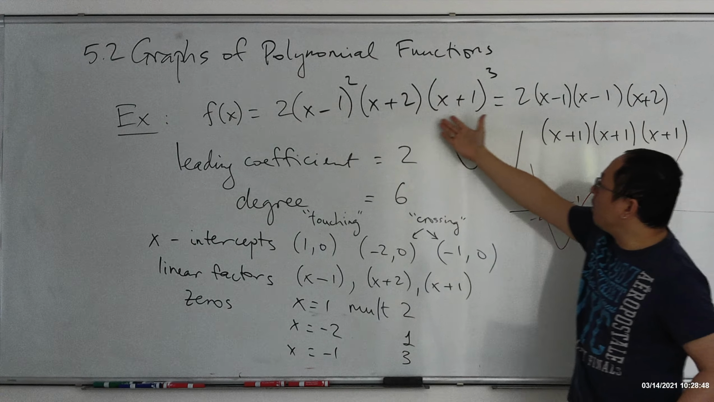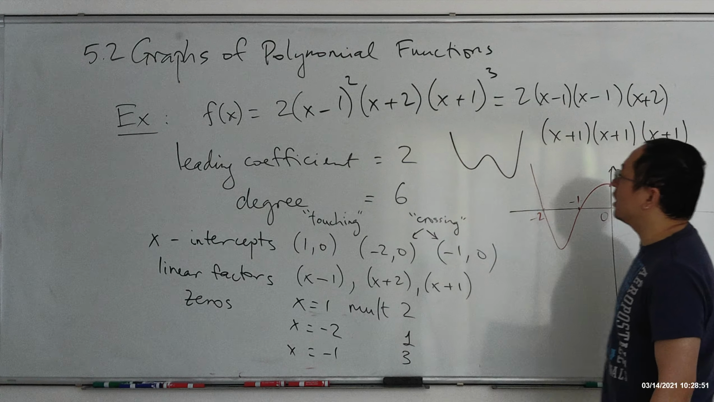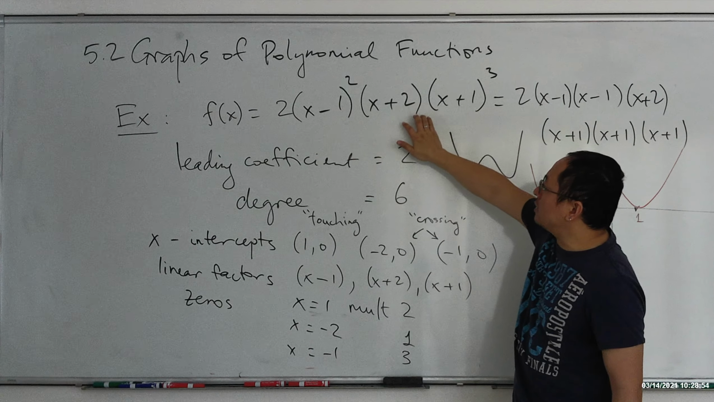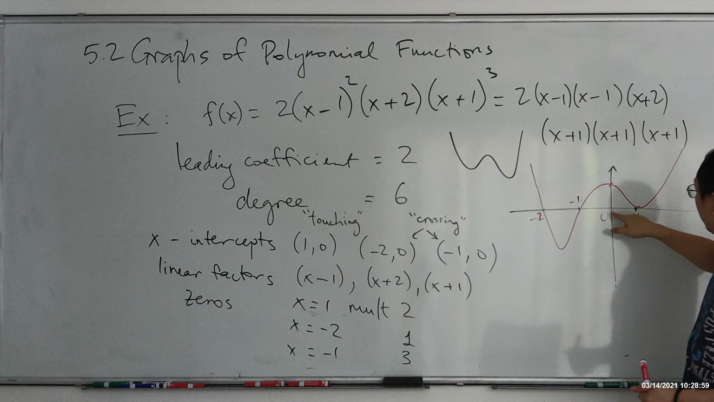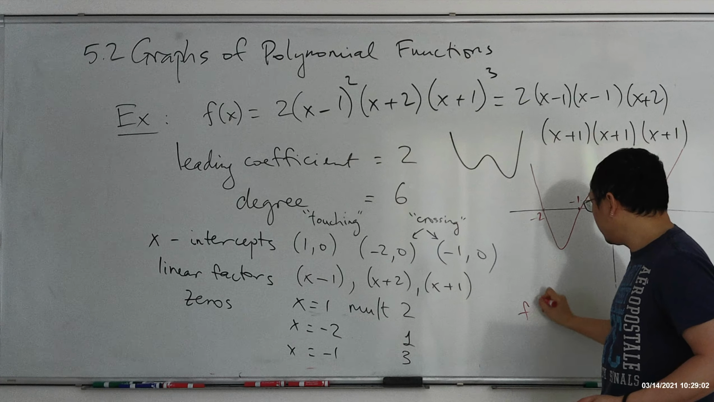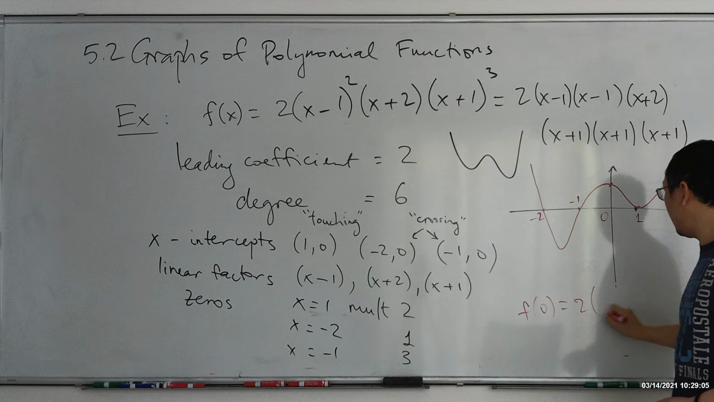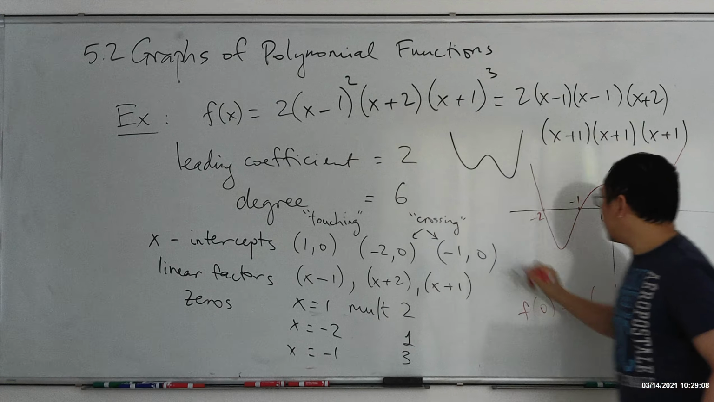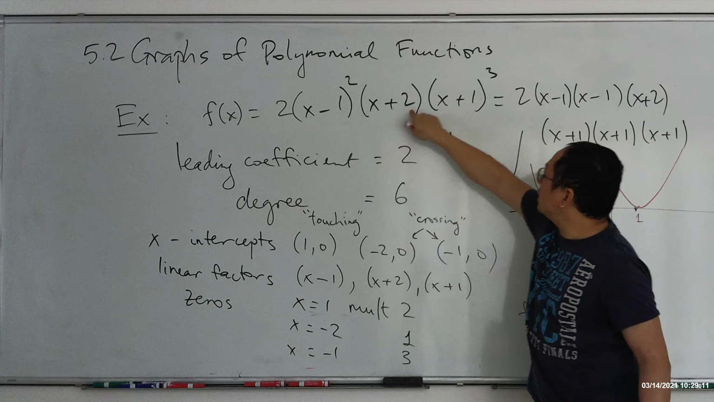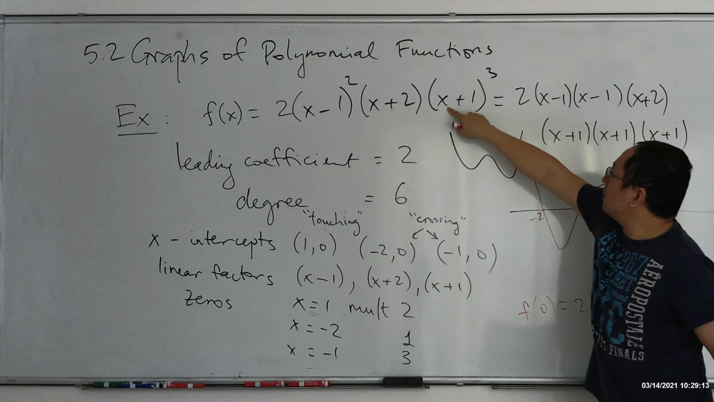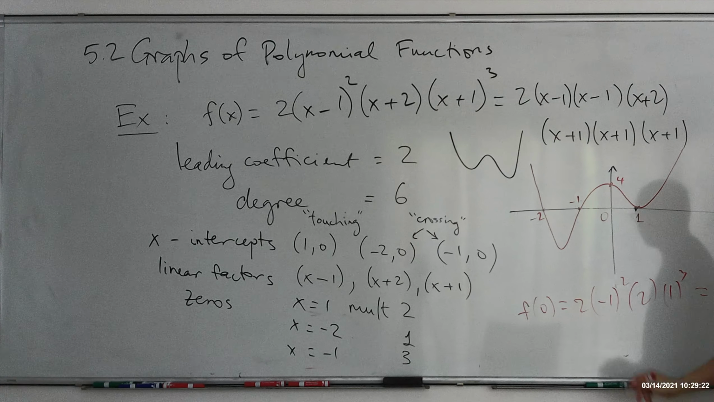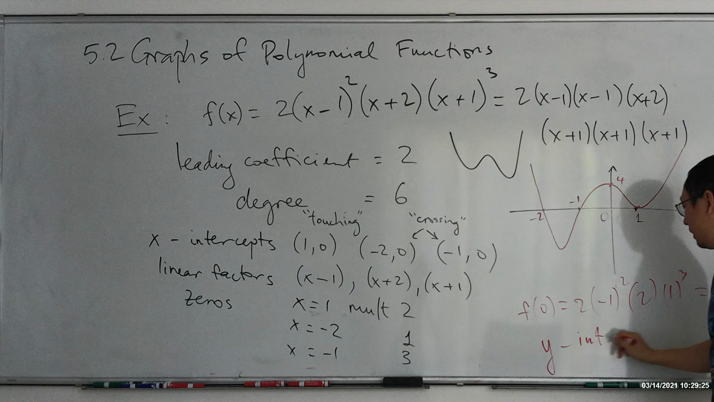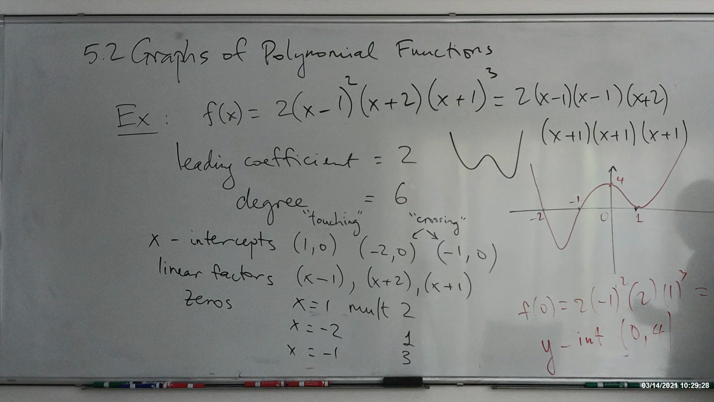Question, how do we find the y-intercept from here? Well, in the general case for any kind of function, whenever you want to find a y-intercept, all you have to do is plug in x equals 0. So f of 0 is equal to 2 times (0 - 1) squared times (0 + 2), so you got 2. And then (0 + 1) is 1, raised to the 3rd power. So this is 2 times 1 times 2, which is equal to 4. So this point right here is at 4. The y-intercept is at (0, 4). That's all you know.